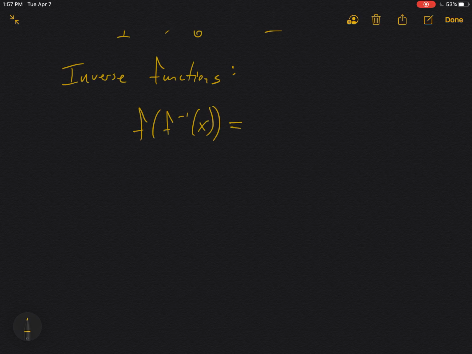We need that if you plug in the inverse into the function f, or if you plug f into the inverse, then both of those should cancel out in some sense, and you should get back to the original input, which was x. So this is how we're going to define inverse functions.